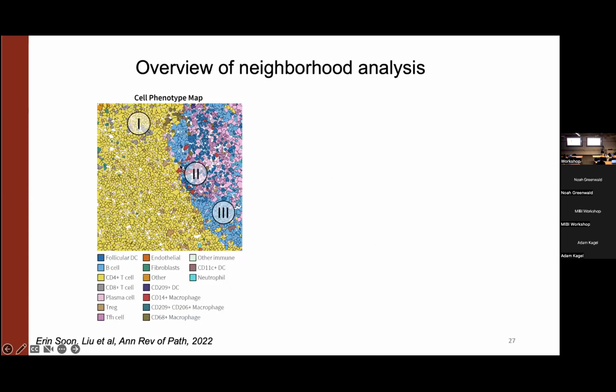Okay, so to give an overview of neighborhood analysis, hopefully you're used to seeing these by now, cell phenotype maps where the colors correspond to the different cell types. For every single cell in our image, we look around that cell within some radius and simply count the number of cells around it. These pie charts denote the composition of the cells around that index cell. We do this for every single cell in our data set.